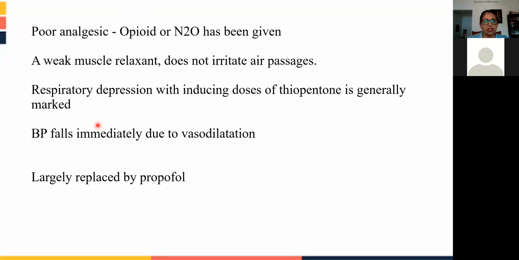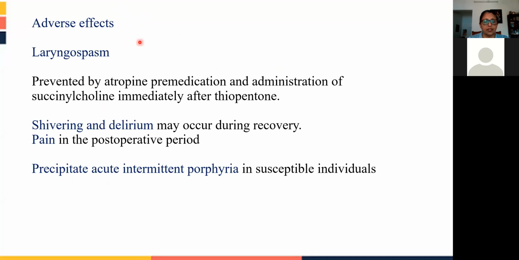Then we will see some adverse effects. Laryngospasm is mainly because of some secretions that happen when we are injecting. If we give atropine pre-medication, atropine, an anticholinergic drug, will reduce the secretion. So if you are giving atropine, then we can prevent laryngospasm.